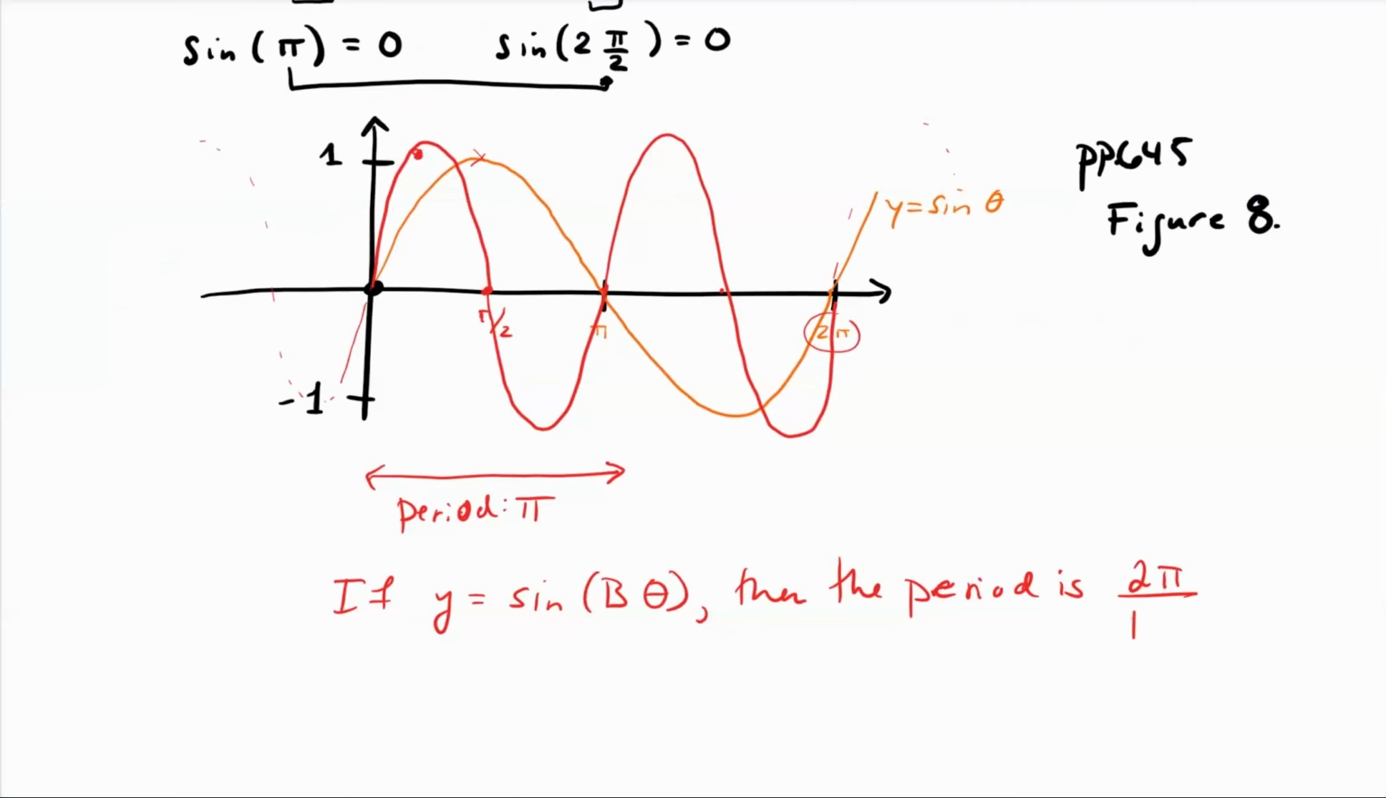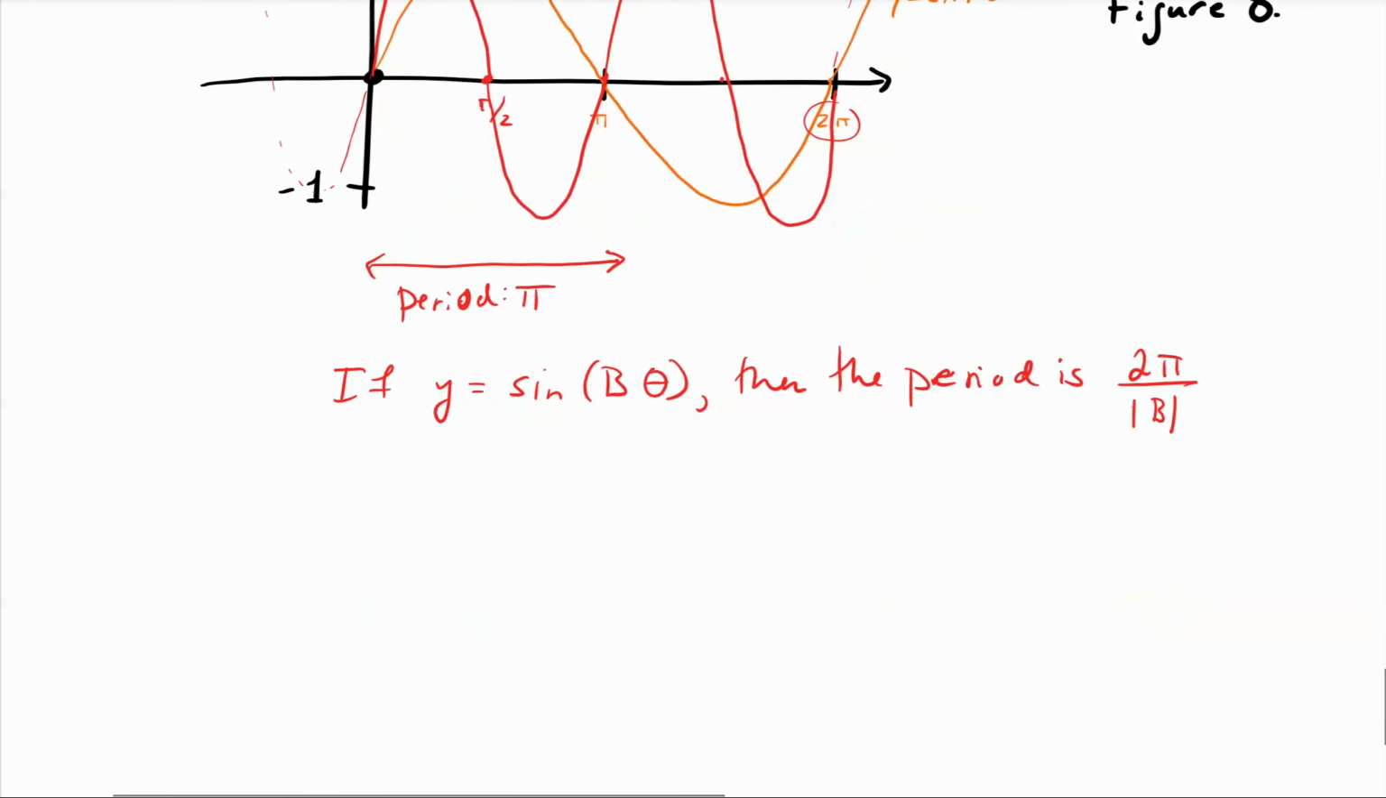2 pi divided by the absolute value of b. Absolute value, because it could happen that b is negative. So I'd have something like this, for instance. Okay, and then the minus sign would be responsible for a reflection across the y-axis. But the period would still be 2 pi over the absolute value of b in that case.